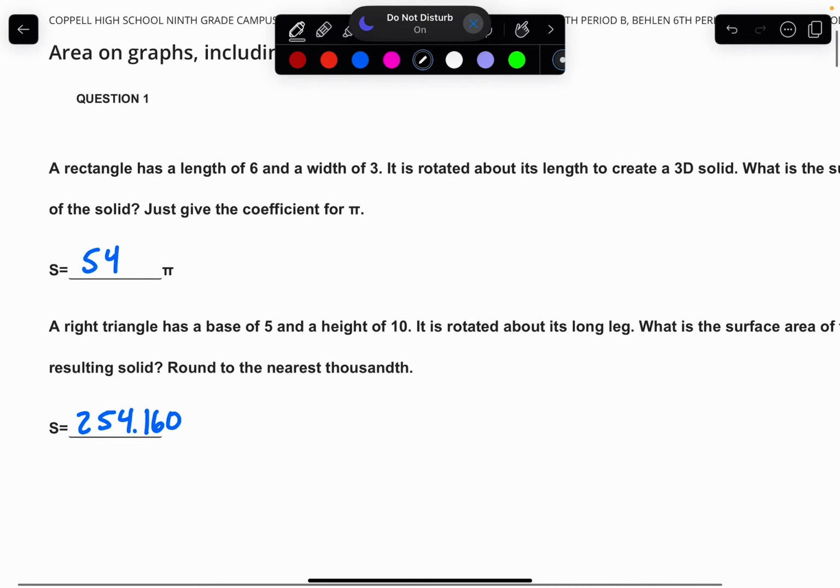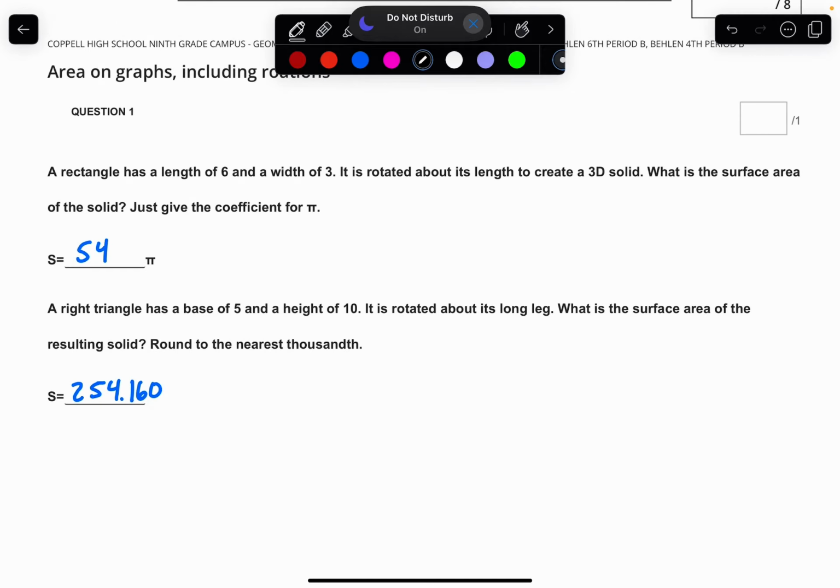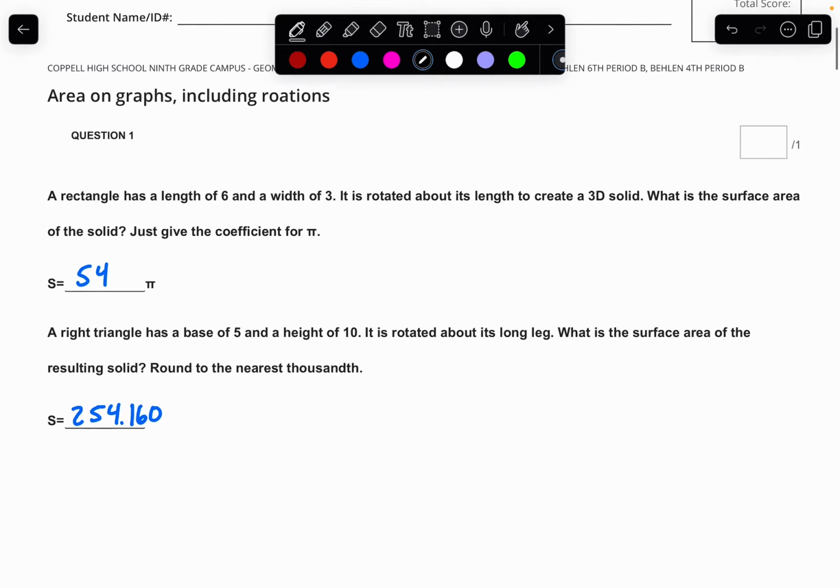All right, crew. First question. It says a rectangle has a length of 6 and a width of 3. It is rotated about its length to create a 3D solid. What is the surface area of the solid?